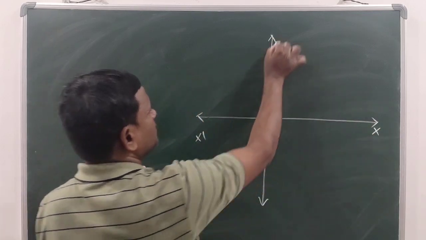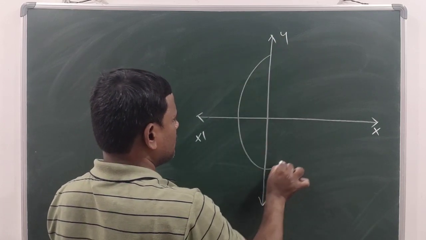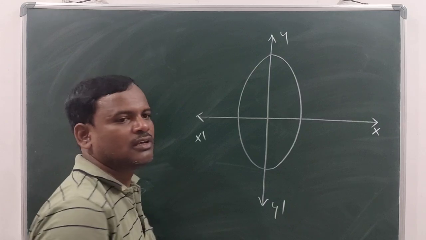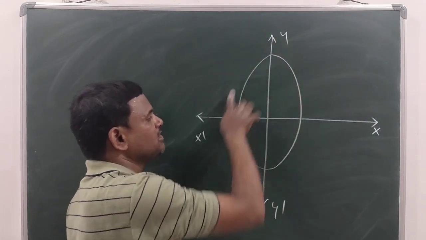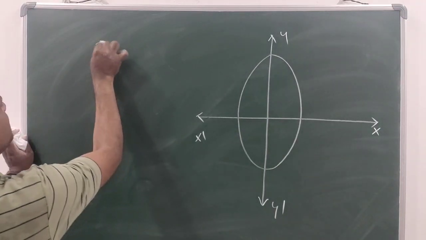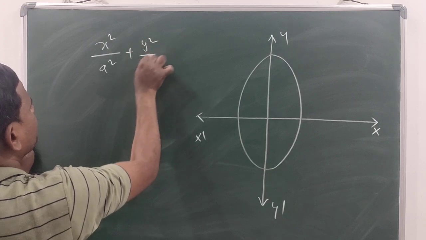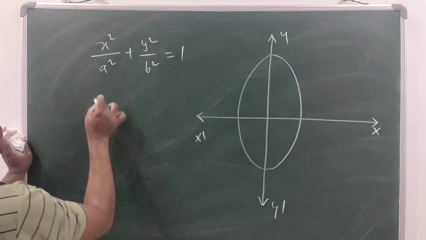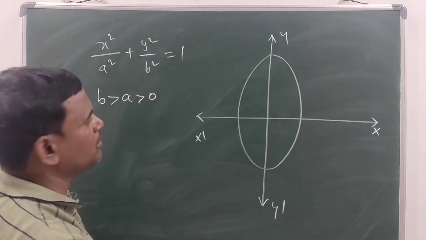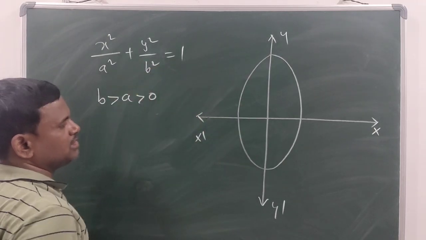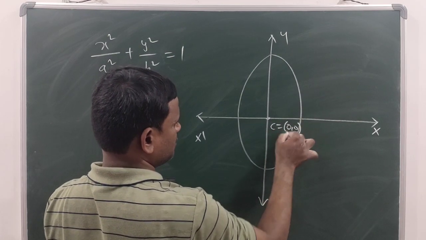X dash, y dash. Now the major axis is the y axis, so your ellipse will be along the y axis, like this. We get the same equation, but here the b value will be more than a. So your b value is more than a, and that should be positive. And no changes will come in the center, 0 comma 0.